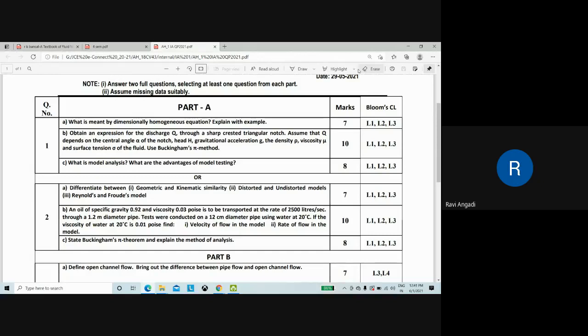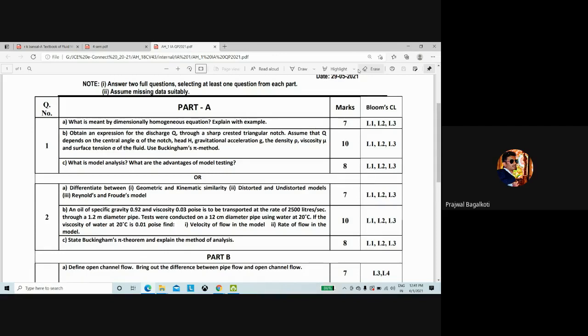Some of you have written only the example v equal to root of 2gh, only that much you have written, but you have not explained how, whether it is a correct equation or not a correct equation. Okay, understood how to write the exam, all of you?